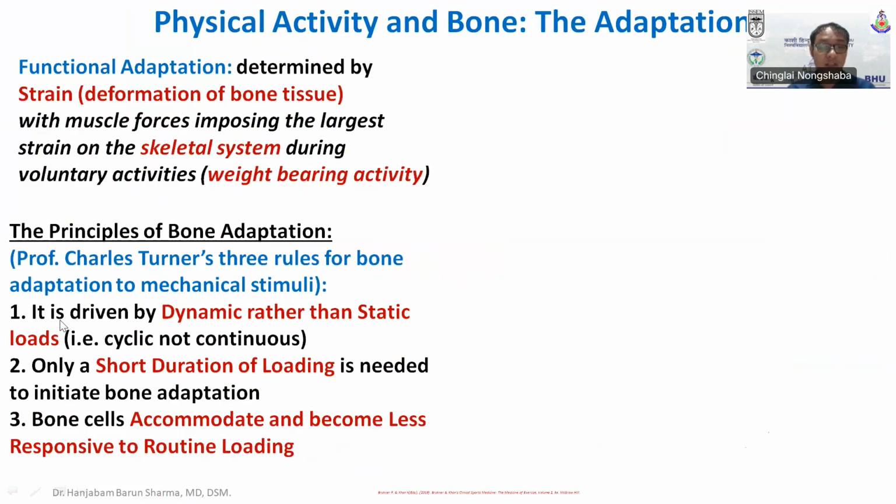These three rules are: number one, bone adaptation is driven by dynamic rather than static load, that is, cyclically, not continuous. Only a short duration of loading is needed to initiate bone adaptation, and the bones will accommodate and become less responsive to routine loading.